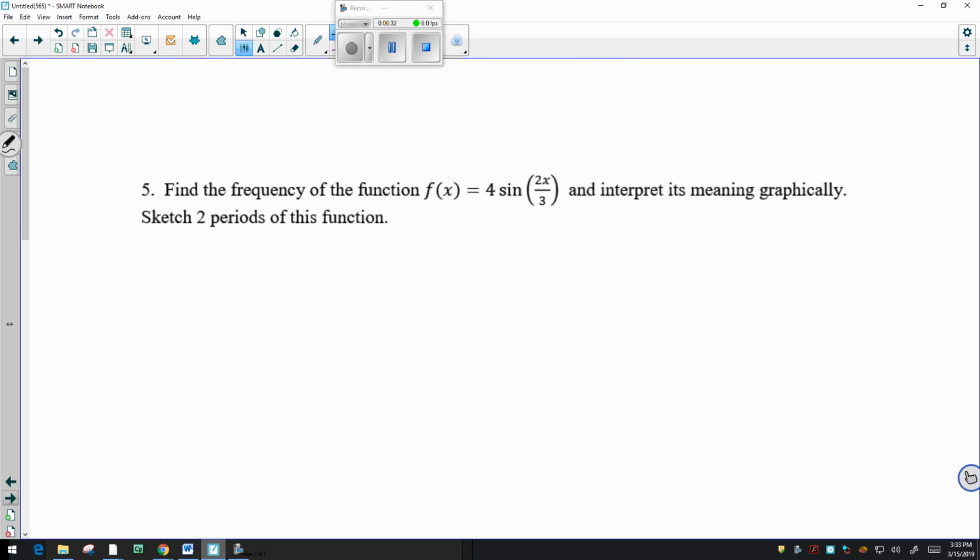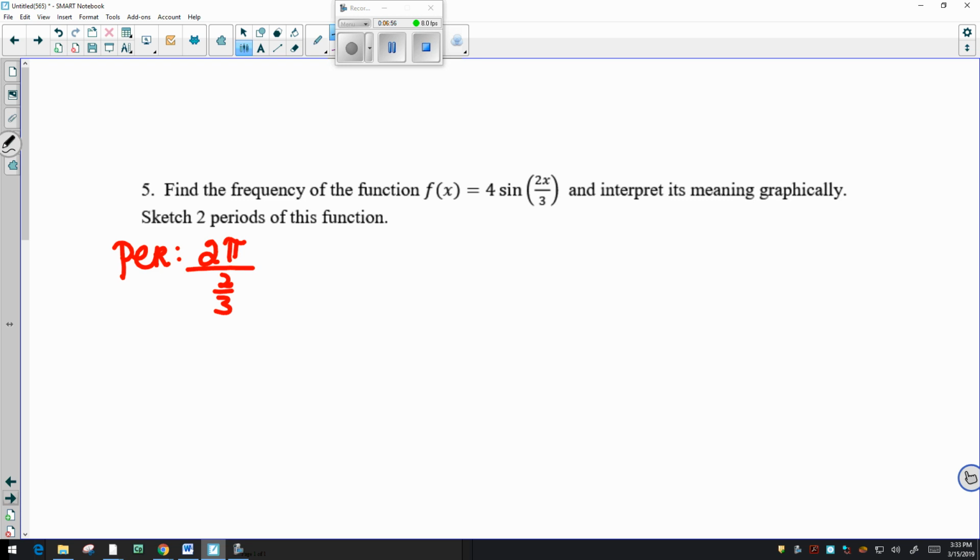Okay, so we're going to find the frequency of this function, and we're going to interpret it, and then we're going to try and graph 2 functions, or 2 periods of this. So the frequency of this graph, well, if I'm thinking the period, so I remember the period of the graph is 2 pi over the b value. And our b value in this case is 2/3.